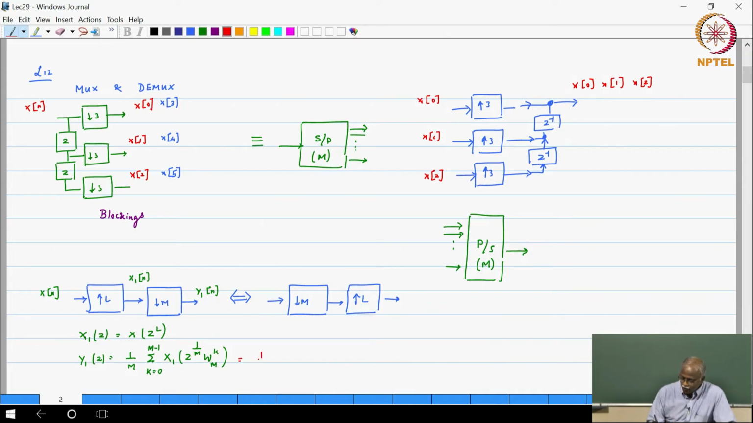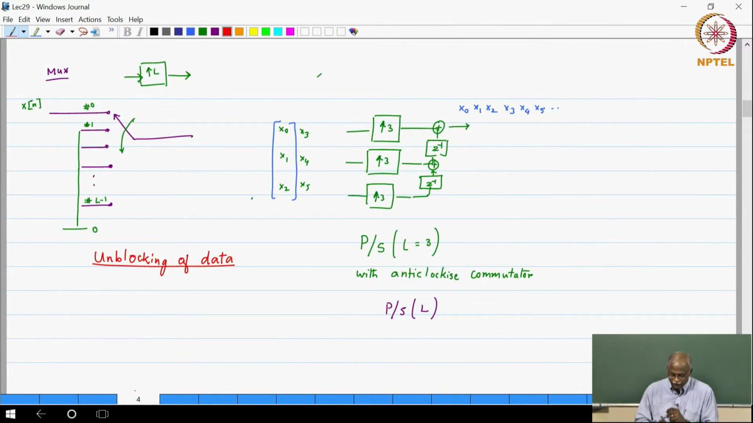This can be written as 1 over M summation k equal to 0 to M minus 1, substitute for x1 of z from the previous equation. So, this would be x of z power L over M, W_M to the power kL. Similarly, we get an expression on the right hand side and make an argument that they are the same.